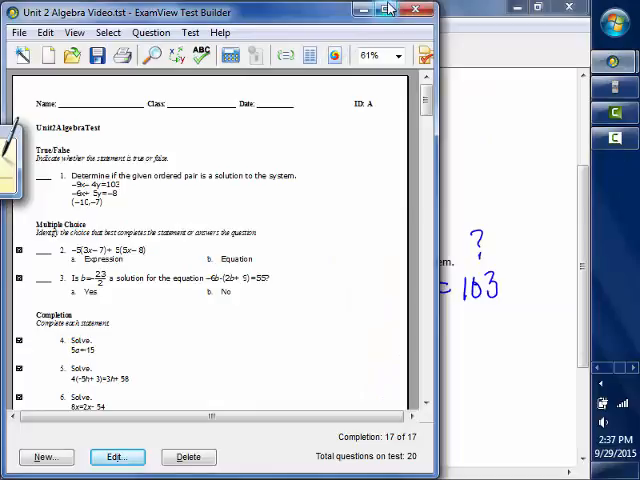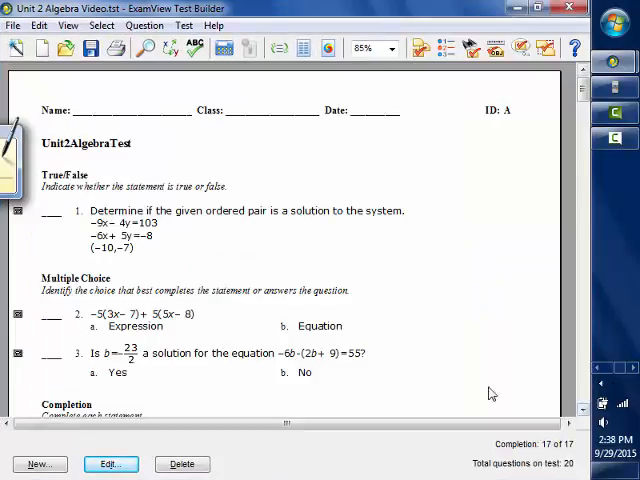What happened here? Is this an expression or an equation? Remember, an expression has no equal sign, so this must be an equation. Next one.